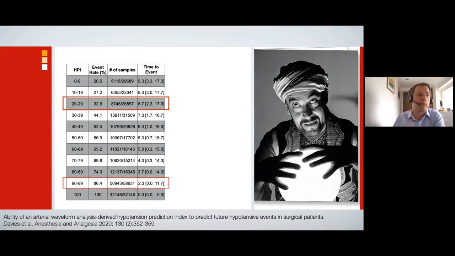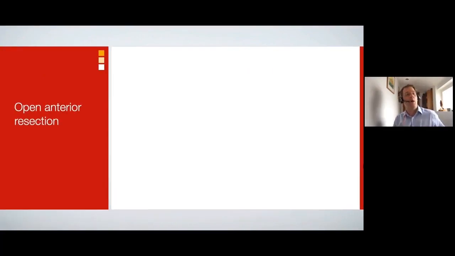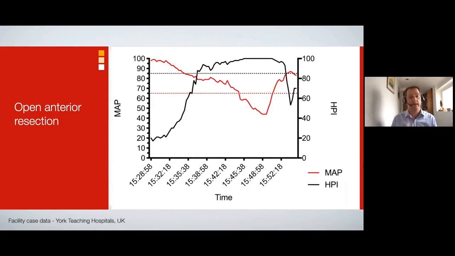Whereas if HPI is raised at 90 to 99, almost all patients will be hypotensive, and the time to hypotension is greatly reduced. In this instance, the median time is 2.3 minutes. So the higher the number, the more likely hypotension is to occur, and the shorter the time scale to its occurring, and vice versa. And the whole premise of this is that you can intervene.